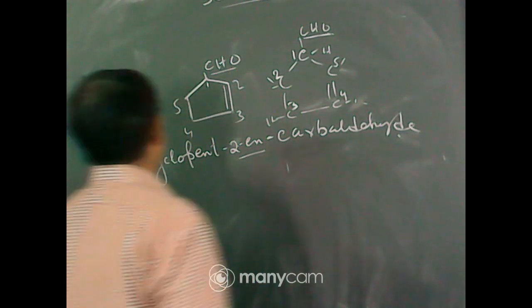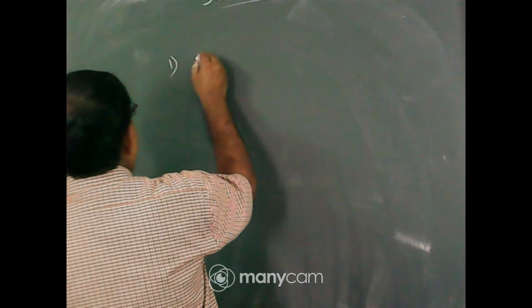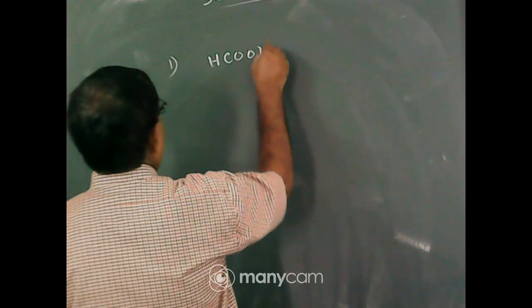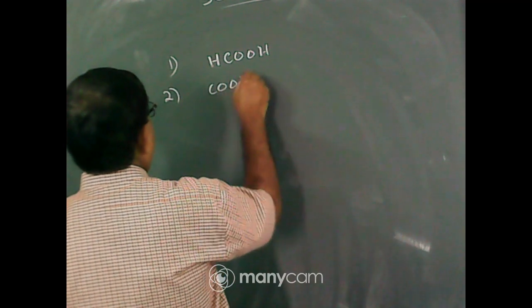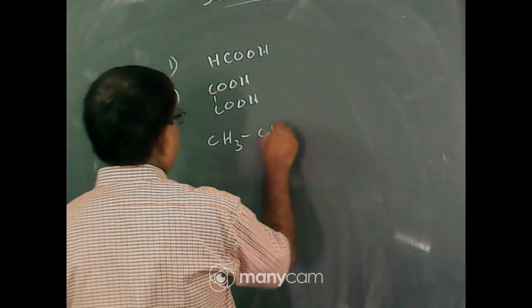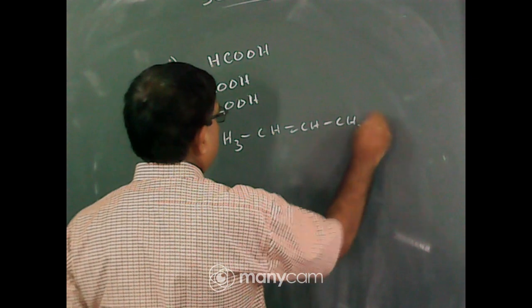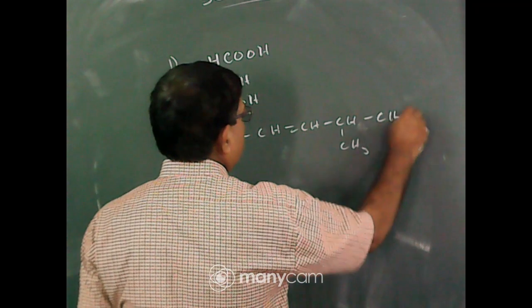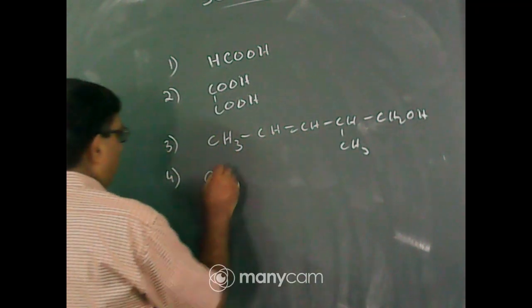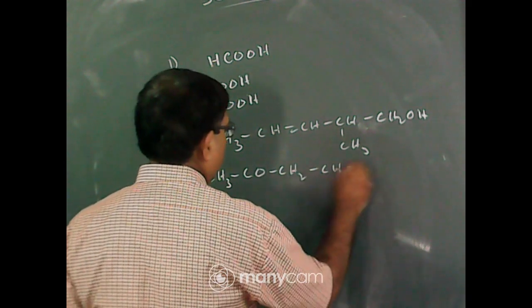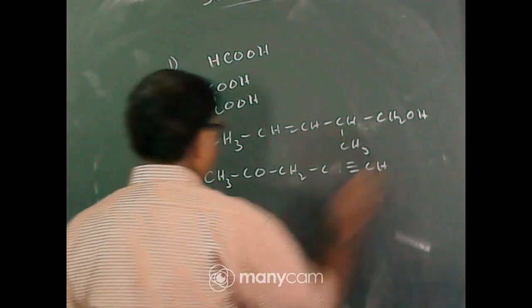I have given some homework, you must do it, and in the next class you show this. Write the IUPAC name of the following compounds. Number 1, HCOOH. Number 2, COOH bond COOH. Number 3, CH3 CH double bond CH CH2 CH3 CH2OH. Number 4, CH3 CO CH2 CH C triple bond CH.